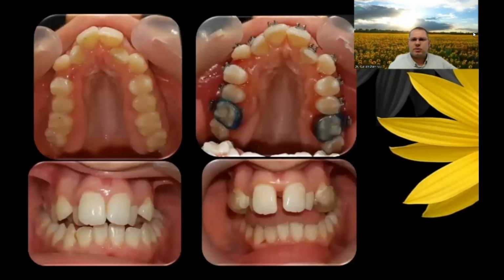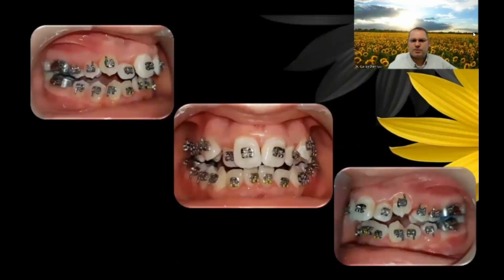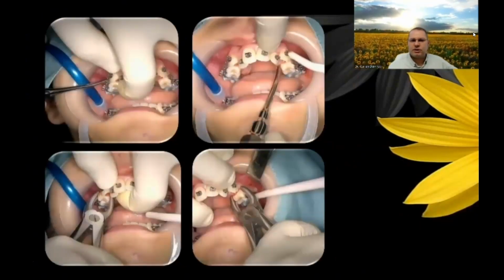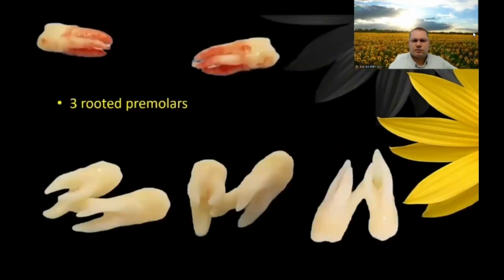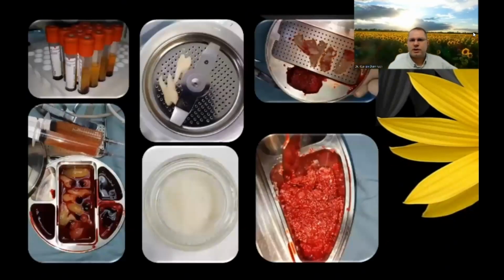So this is then before we started the traditional corticotomy as in the other cases. As you can see, there is much improvement already. So there is much more space where we can work. However, it's not sufficient for all the teeth that we are trying to align. Brackets are placed before the surgery. Extraction of 14 and 24. Very nice 3-rooted premolars, which were then ground and made into sticky tooth.